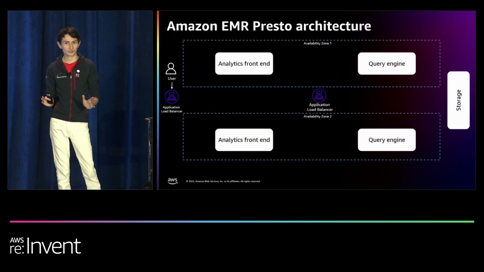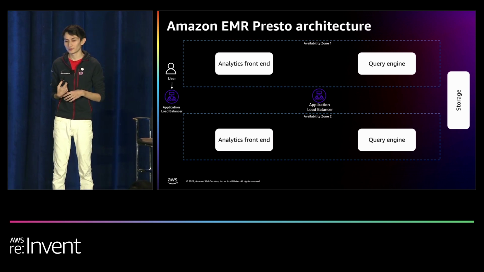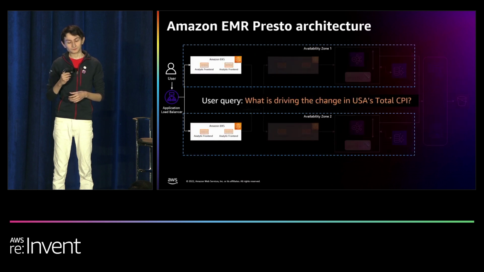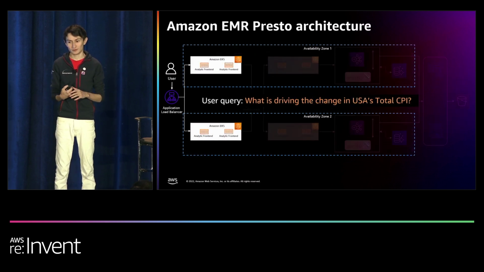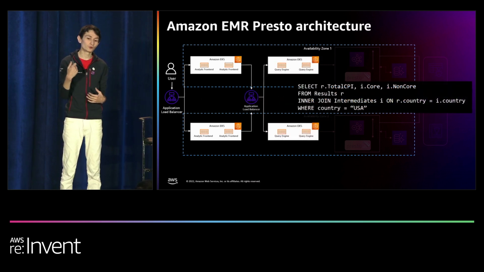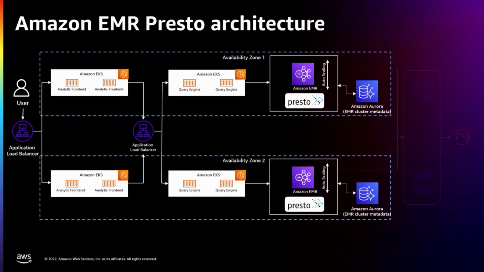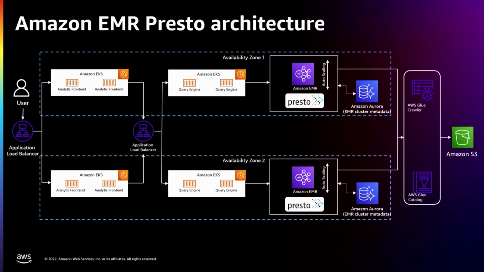Now let's look at the architecture for this new system that we have. There's the analytics front end that Robin mentioned, and this new query engine, all backed by storage in S3. So it starts with the user's query: what's driving the change in USA's total CPI. The analytics front end takes that query and sends it to a query service, which will produce SQL queries that we end up running on underlying data. We send those off to Presto, and those will get our data from S3, bring it all back, and produce those traces for the analytics front end and for the user.